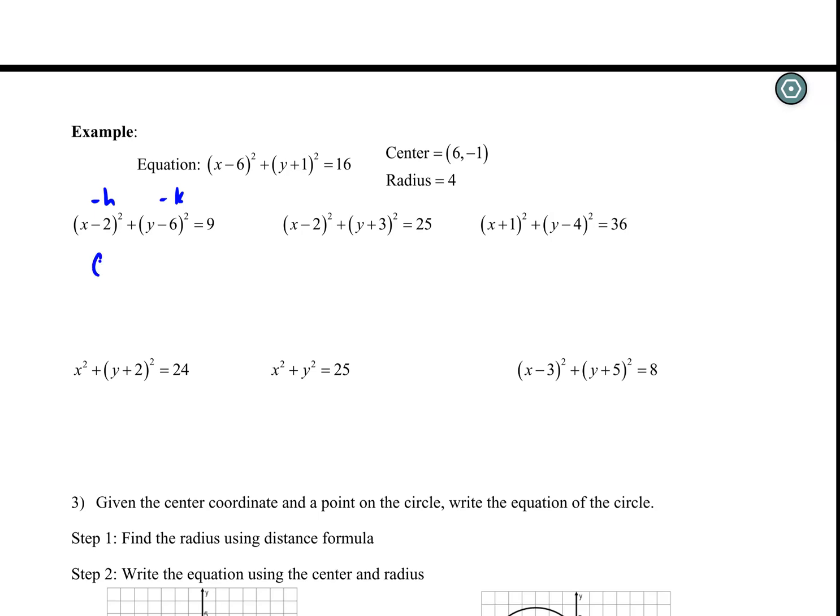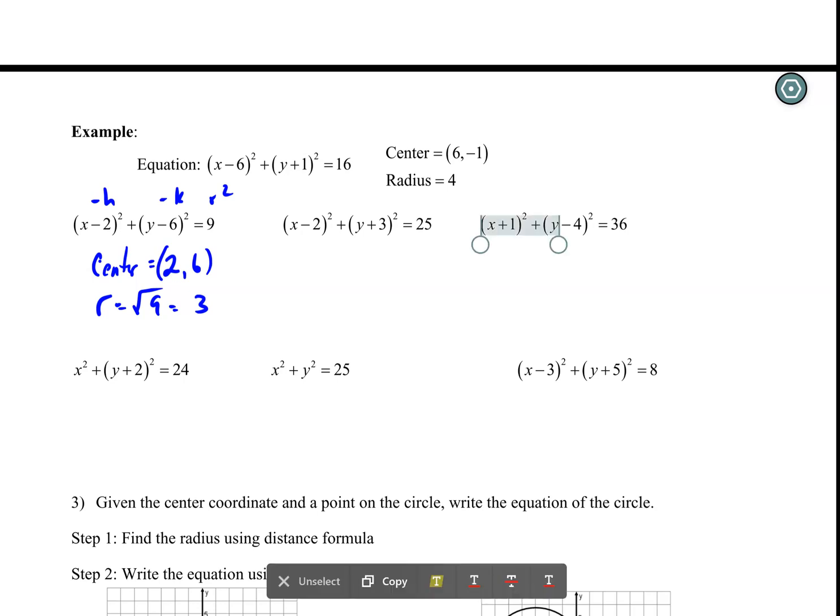So the center is going to equal 2, 6. Because if I plug in a 2, I get minus 2. And if I plug in a positive 6, I get minus 6. Radius is going to equal whatever this term is. This right here is r squared. So if I take that, I have to take the square root of what that is. So that gets me a 3. And there's my answers. I got a center of 2, 6 and a radius of 3.